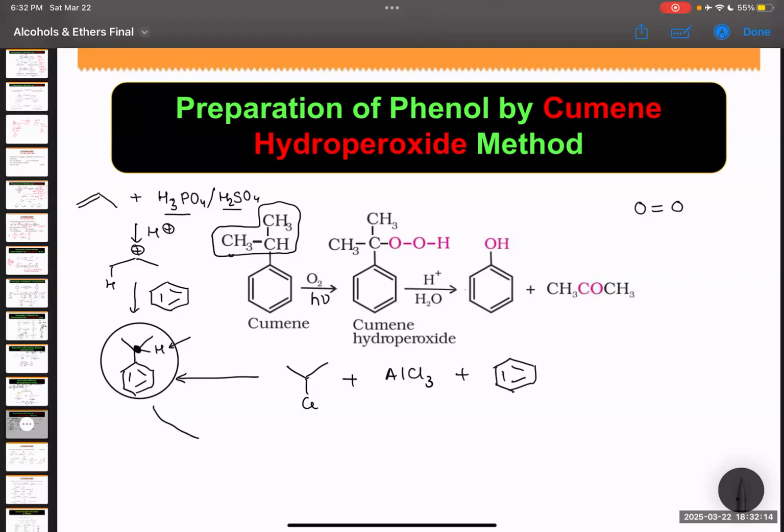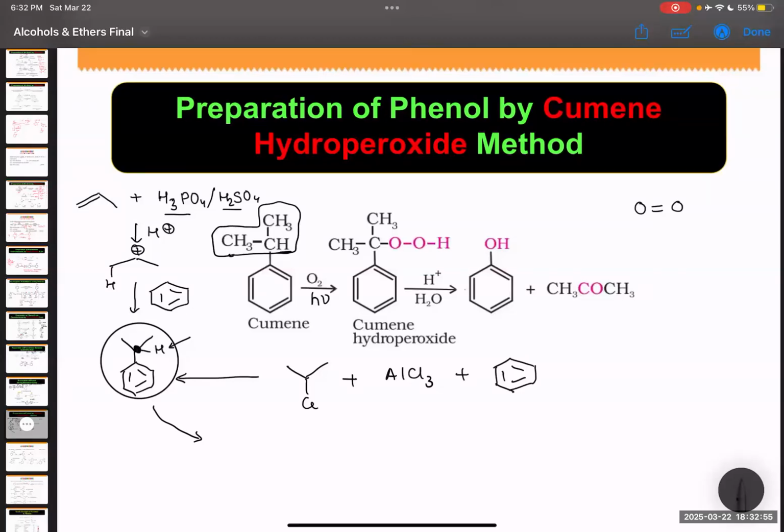So you have this OO radical being connected to this position, and then you have H. This is known as cumene hydroperoxide. This is a peroxide. On one side you have cumene, and on another side you have hydrogen. So cumene hydroperoxide. And that's why the name of the reaction is the cumene hydroperoxide method, for the preparation of phenol. Now what you do is you heat it strongly with acid.